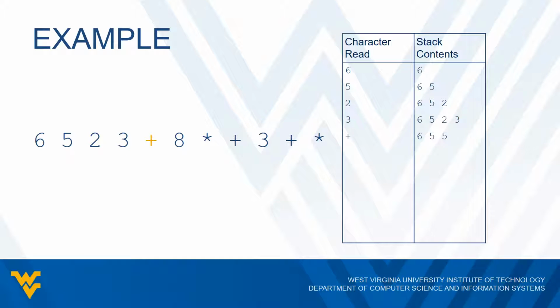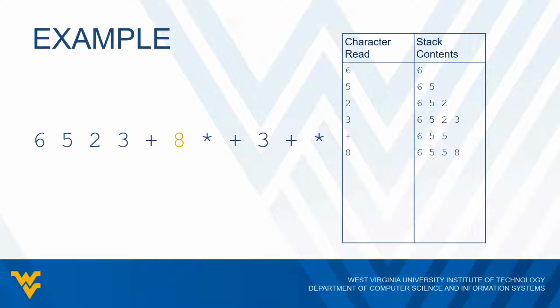We now read the plus sign. We get an operator. So we're going to pop the 3 and the 2 from our stack. We're going to add them together, and that's going to give us 5. And then we're going to push the 5 onto the stack. So notice that our stack is now 6, 5, 5.